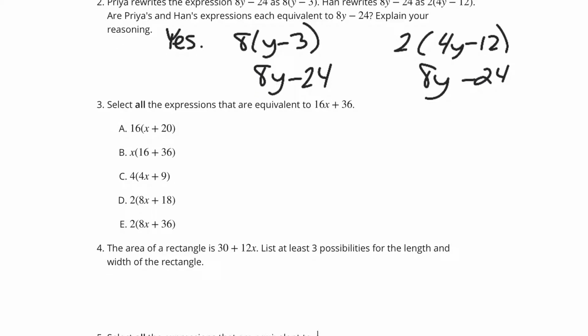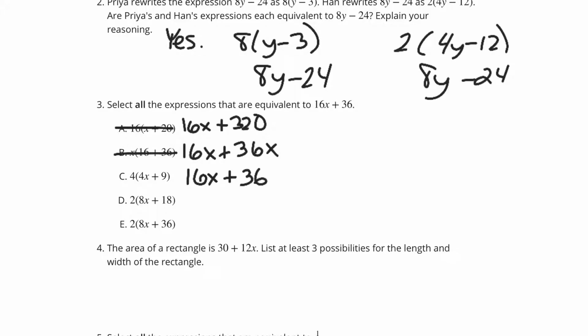Select all the expressions equivalent to 16x plus 36. Well, this is 16x plus 320, so not A. This is 16x plus 36x, so not B. This is, if you distribute, 4 times 4x is 16x, 4 times 9 is 36, so C works. D is 16x plus 36 when you multiply both by 2, so D works. And E is 16x plus 72, because you have to distribute the 2 to the 36 as well, so that does not work. So C and D are our solutions.